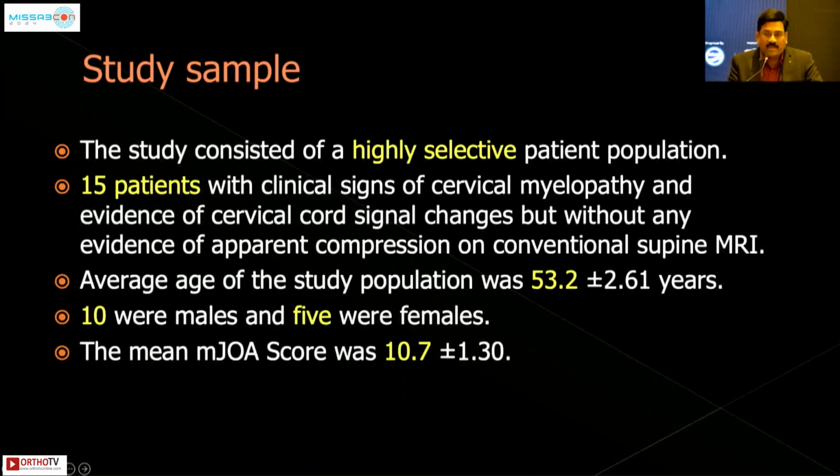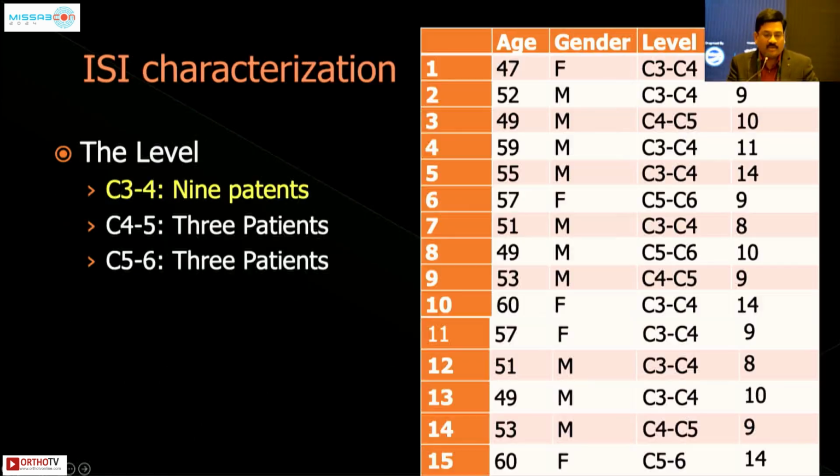So study sample: it's a very highly selective patient population which we have included in this study. 15 patients who had signal changes but no compression seen on the supine MRI. The average age was 53, 10 were males, 5 were females, and the average JOA score was as shown. This is the distribution of the patients.